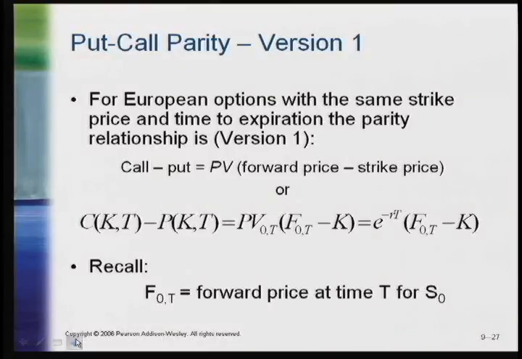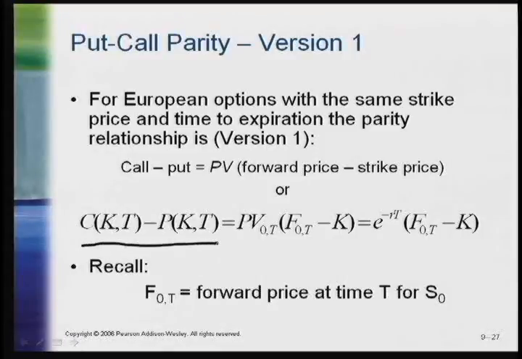So put-call parity version 1 in the book is taking really a version 1 approach. And that is, the author is looking at a call minus a put, and noticing that the value of a call minus a put is, in fact, the present value of the forward price minus the strike.